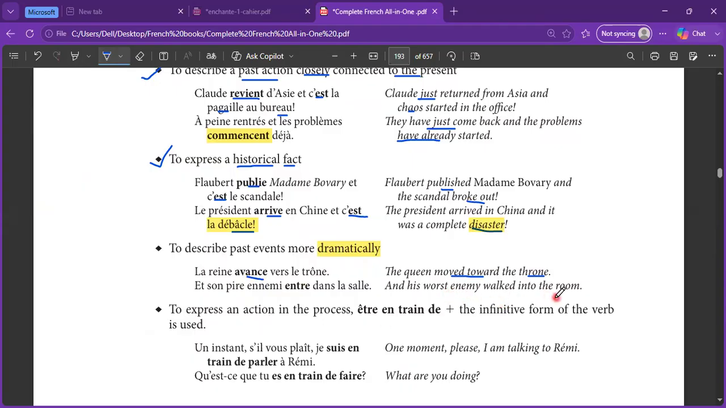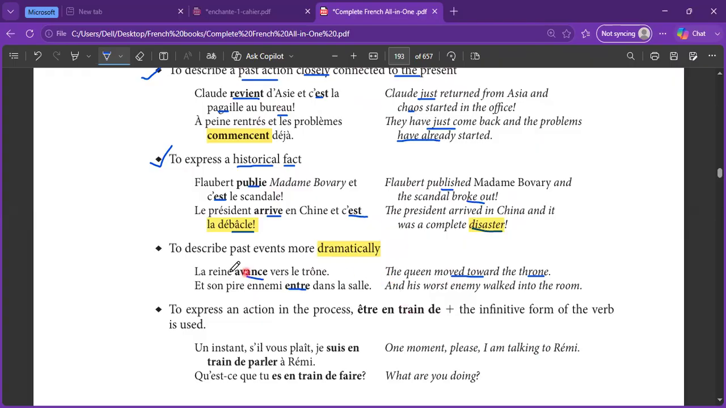And his worst enemy walked into the room. Et son pire ennemi entre dans la salle. Even in that condition, you can use présent de l'indicatif. This is some of the advanced usage of l'indicatif as well.